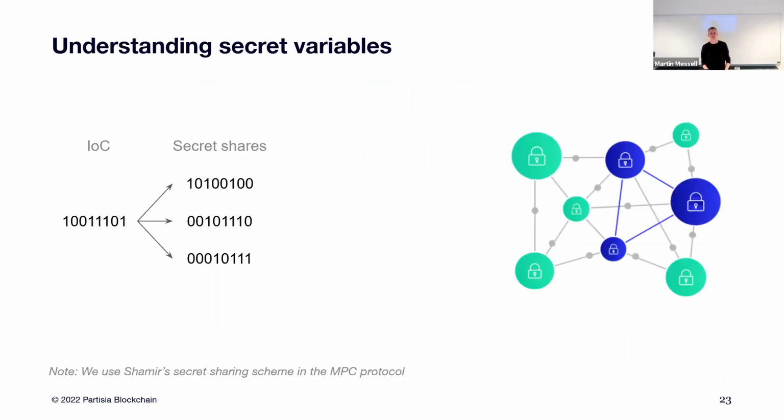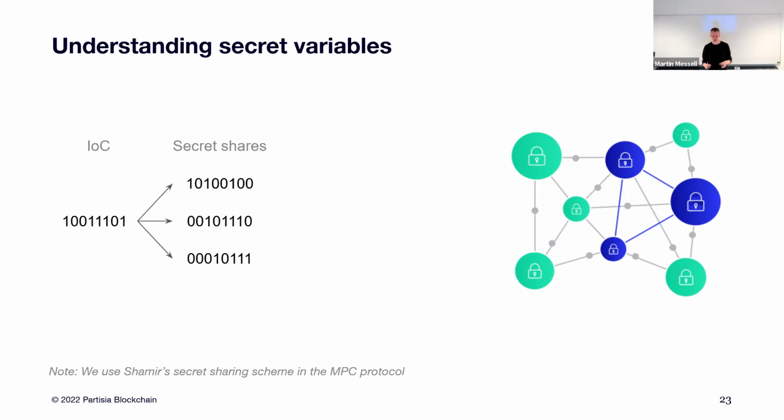And then, as I mentioned, I have this short slide about some background knowledge of the secret variables in the protocol and in the entire environment. So as an example, an IOC over here is represented by 8 bits in this case. So not a lot, but it's just enough for this example. I want to input this IOC to the nodes, but I want to keep it secret.